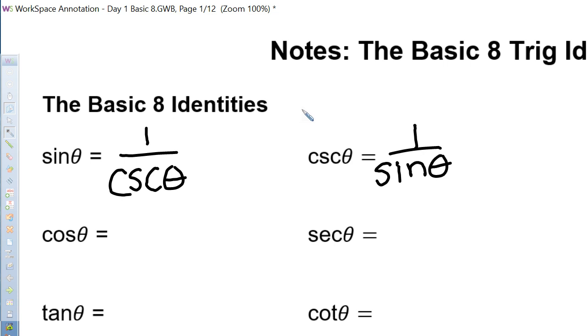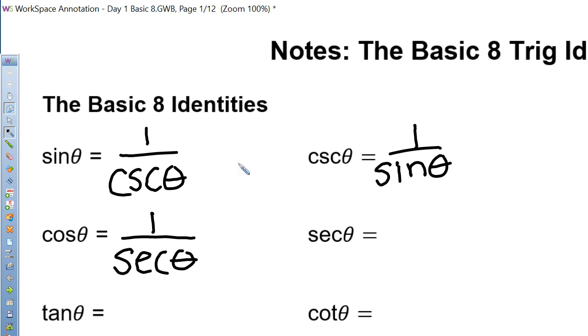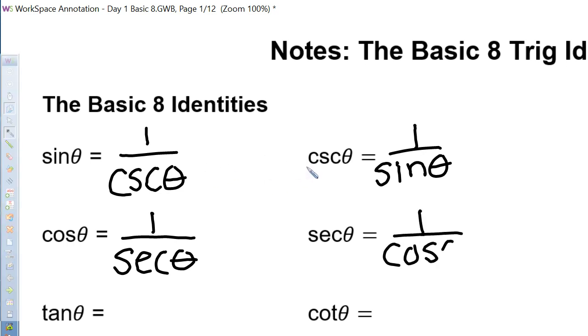So there's the first 2. Those are also called reciprocal identities. Now cosine, what is the reciprocal for cosine? Secant. So instead of cosine of theta, I could write this as 1 over secant of theta. And instead of secant of theta, I could write it as 1 over cosine of theta.